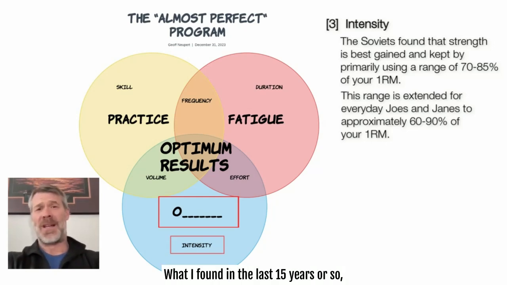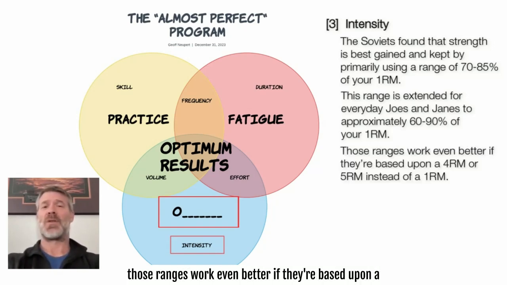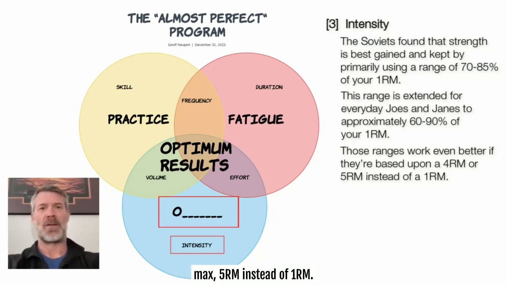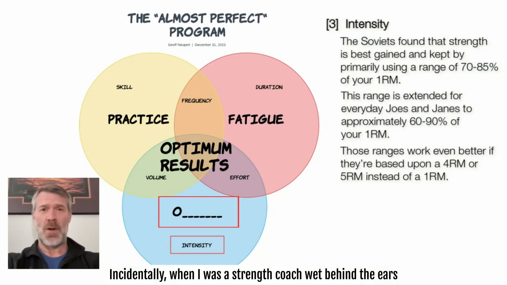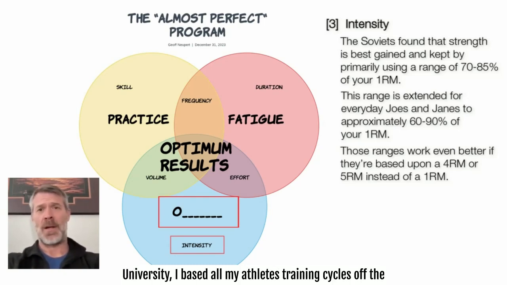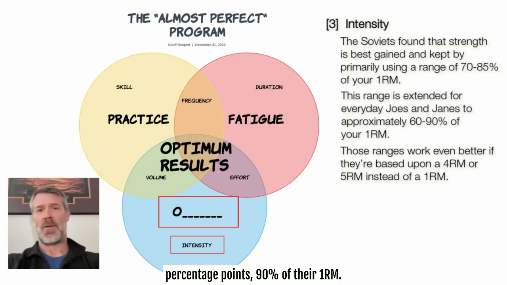And what I found in the last 15 years or so, maybe a little longer actually, if I'm honest, is that those ranges work even better if they're based upon a 4-rep max, a 4RM, or a 5-rep max, 5RM, instead of a 1RM. Incidentally, when I was a strength coach, wet behind the ears a lifetime ago, back in the late 1990s at Rutgers University, I based all my athletes' training cycles off the 4-rep max, which was roughly, plus or minus a couple percentage points, 90% of their 1RM.